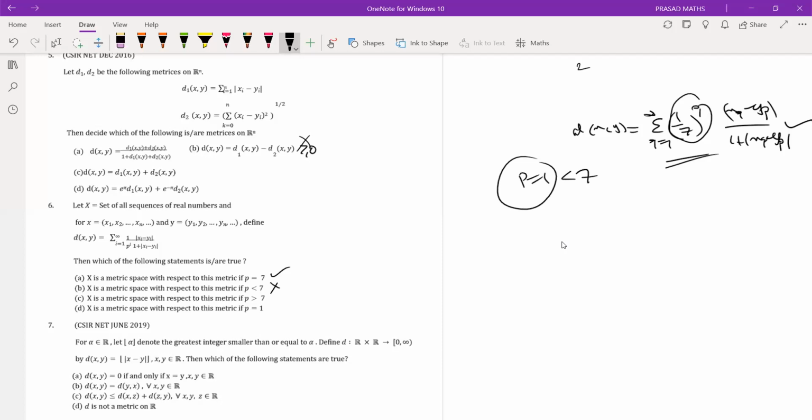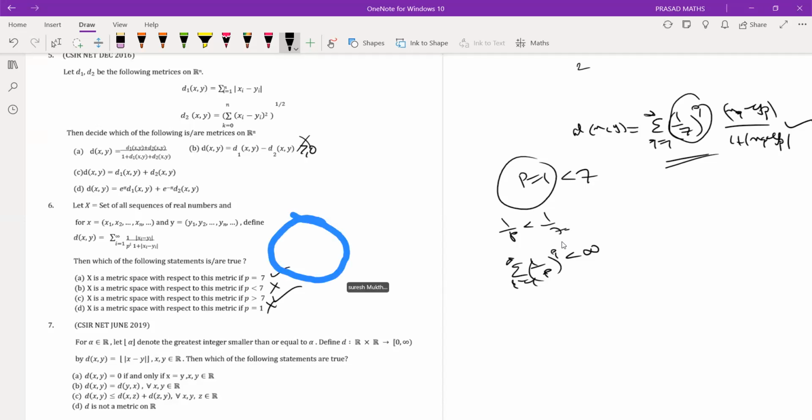Third option, X is a metric space with respect to the metric if p is bigger than 1, always. Yes, 1 by p is less than 1 by 7. Therefore, this is a convergent series. 1 by p power i is a convergent series. So therefore, it is a metric. So X is a metric space with respect to the metric if p equals 1.